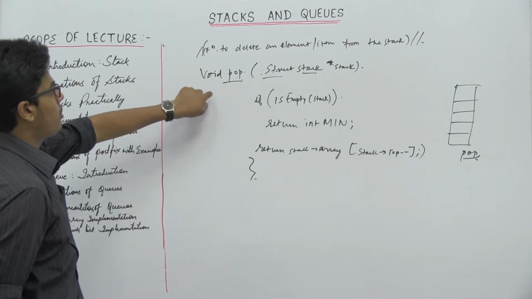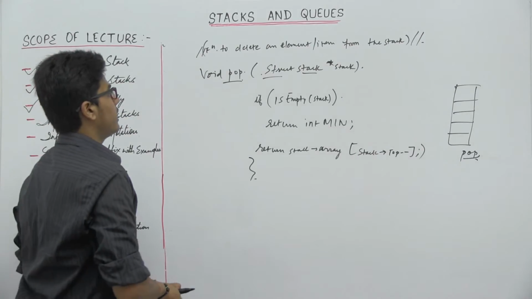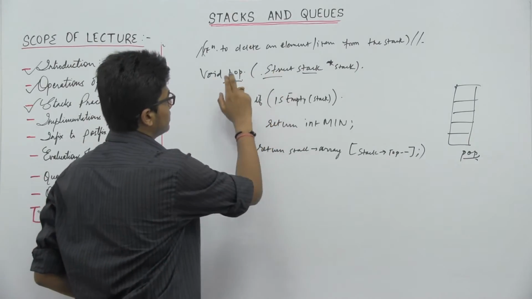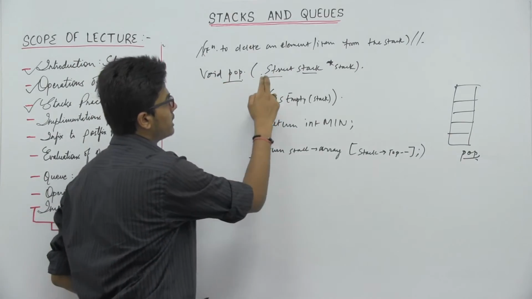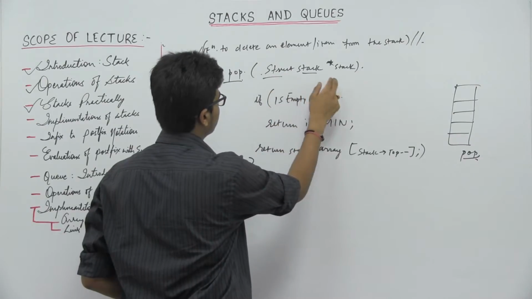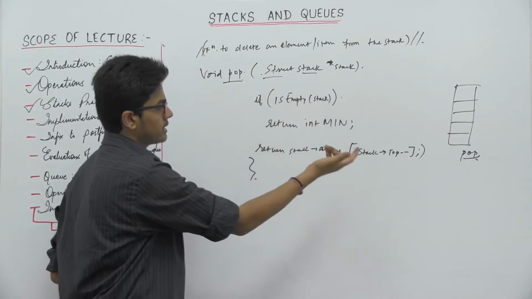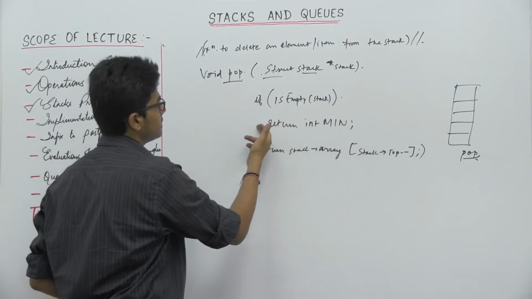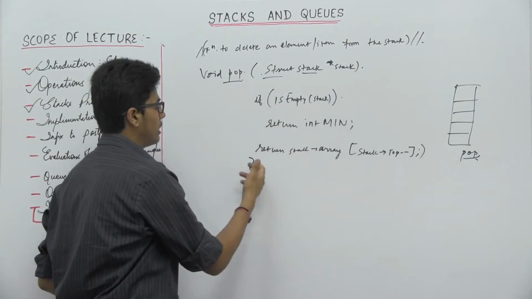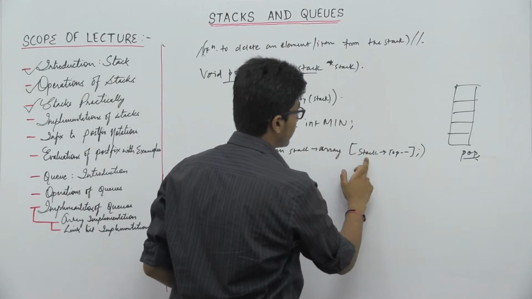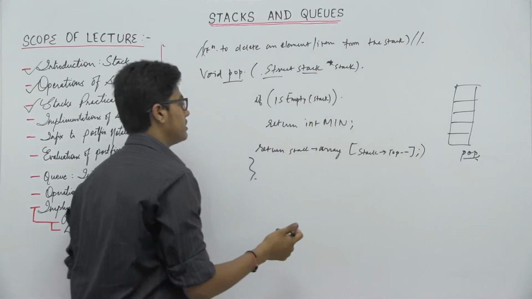In the pop operation, deleting an item or element from the stack, we define a function called void pop, and inside pass an argument struct stack pointer of stack. We check if the stack is empty or not. If the stack is empty, then it returns the minimum value, that is 0. If it is not empty, then return the stack array, that is stack of top minus minus, and then it will decrement.